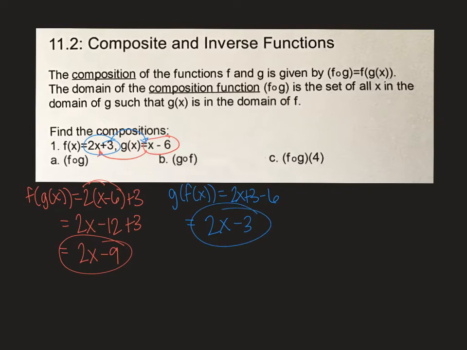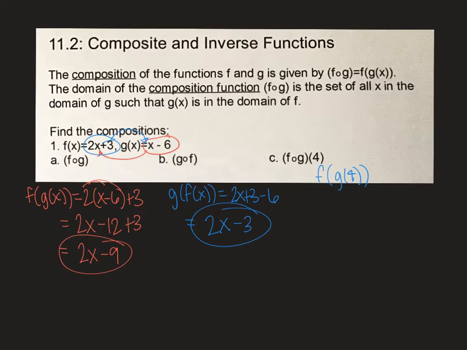And then when we look at f of g of 4, you've got two options. You could plug 4 into g of x and then take that number that you get and plug it in for x in f. But really, this is like saying f of g of 4. So we already know what f of g of x is, so we could just plug 4 into what we got in part A and call it a day.